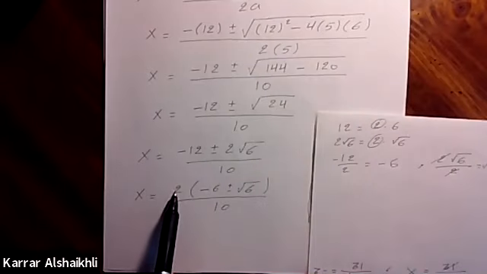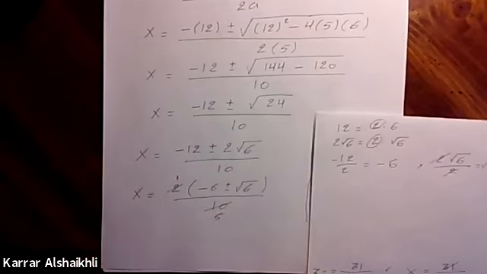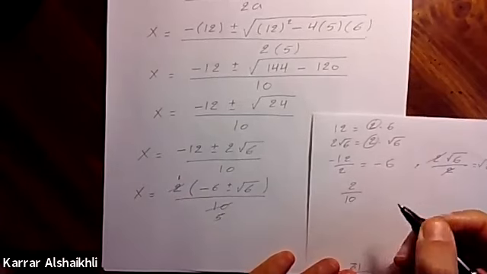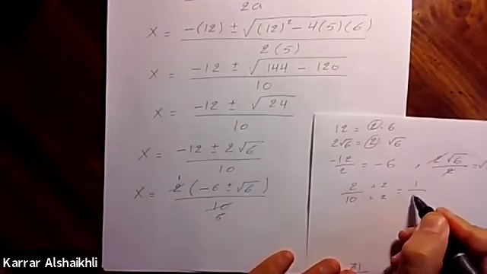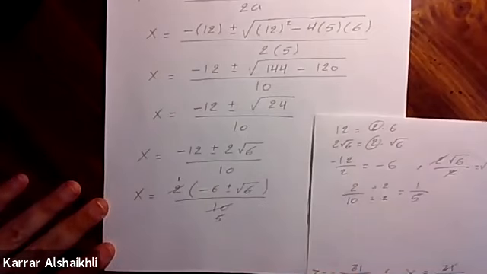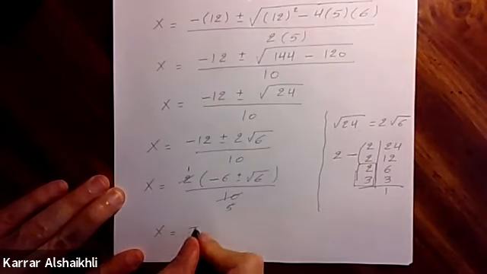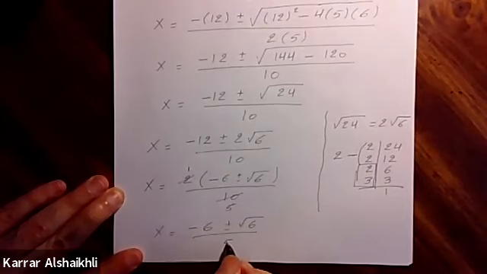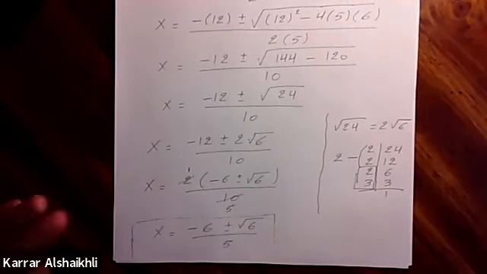Simplify these two, 2 over 10. If you divide 2 by 2, it's going to be 1. If you divide 10 by 2, it's going to be 5. It's exactly the same thing when you have 2 over 10. How are we going to simplify it? Divide this one by 2, divide this one by 2, it's going to be 1 over 5. So the final result is going to be x equals -6 plus or minus square root of 6, divided by 5. This is the solution for this example.